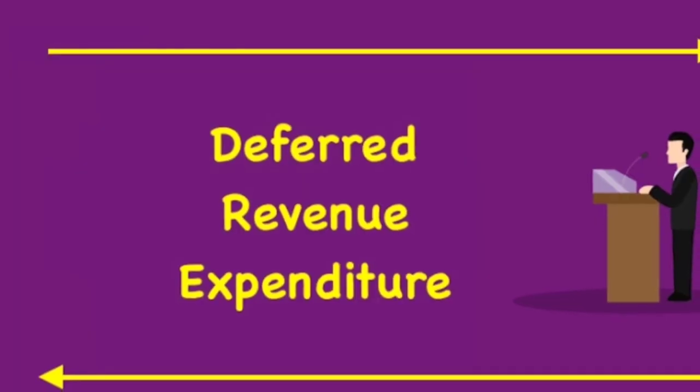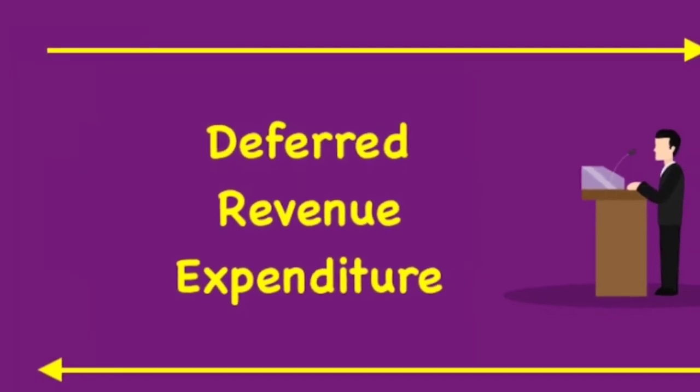We know revenue expenditure gives us benefit for up to one accounting period. The benefits of revenue expenditure do not go beyond one accounting period. But in case of deferred revenue expenditure, the benefits are derived for more than one accounting period. And one more thing is, it involves a huge amount. And for that reason, it is written off over a period of time, say 3, 4 or 5 years.